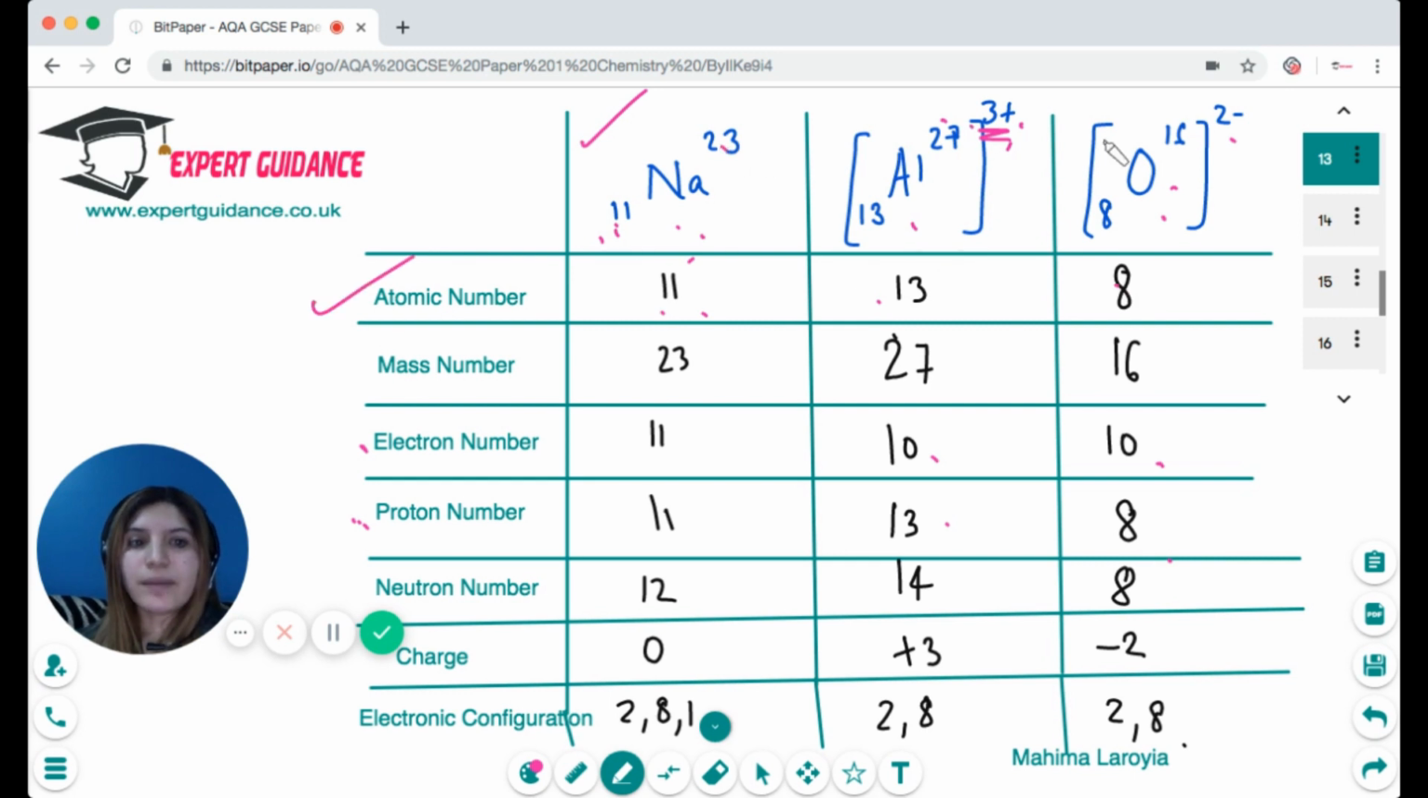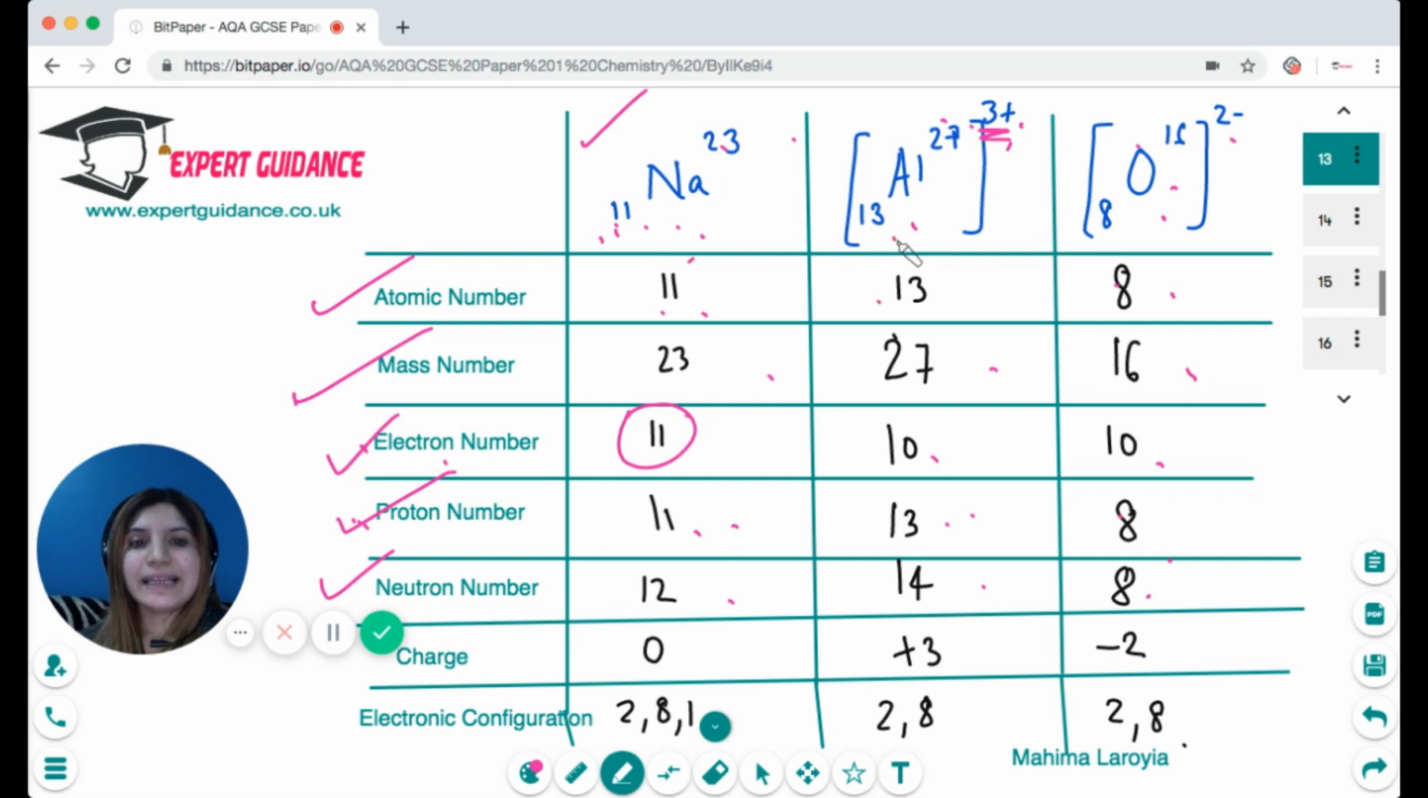The top number is the mass number. So 23, 27 and 16. The proton number is always the bottom number. So that is 11, 13 and 8 for all of them. And the neutron number is the top number take away the bottom number, which is 12, 14 and 8. Now the first case is an atom, so it will have an equal number of protons and electrons. So I'll fill 11 in this column.